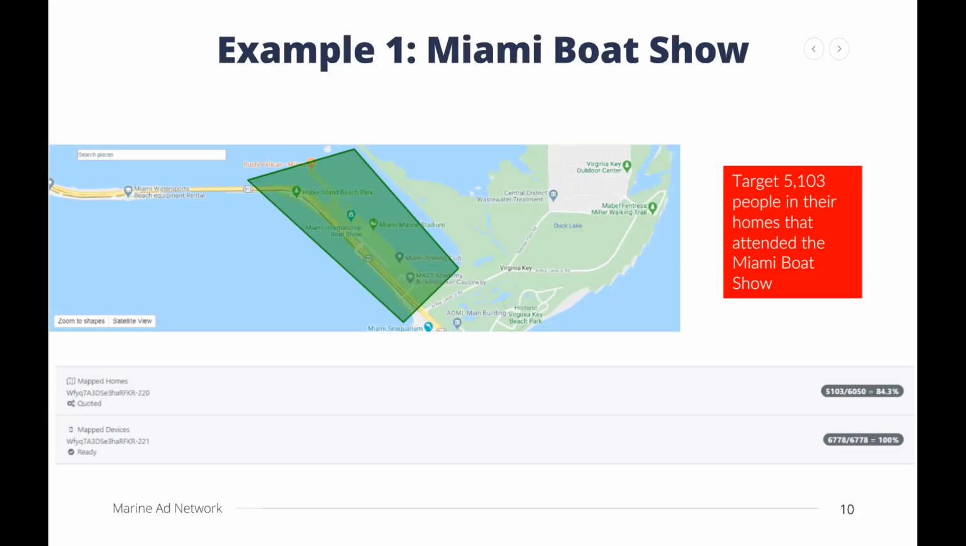And then what happens is we send a request to our system saying, hey, all the devices that were seen in this time frame, in this location, with this series of latitudes and longitudes, we want that information. And so then our software will then return the addresses associated with those devices, and we can directly digitally market to those households.